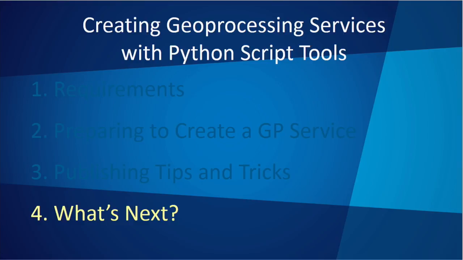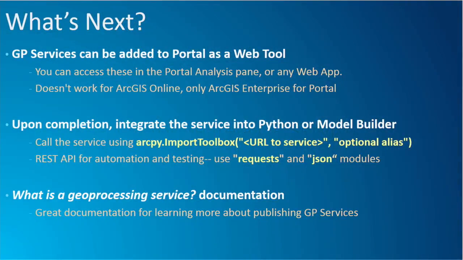All right, moving on. So what's next? Now that you've published a tool, what can you do? Well, they can be added to the portal. Obviously, I showed that already, and from there you can access them via Web App Builder. Users who have access to your portal can access them. And brand new for Enterprise 10.6, you can access them in the analysis pane of a web map. I can actually demonstrate that in a moment.